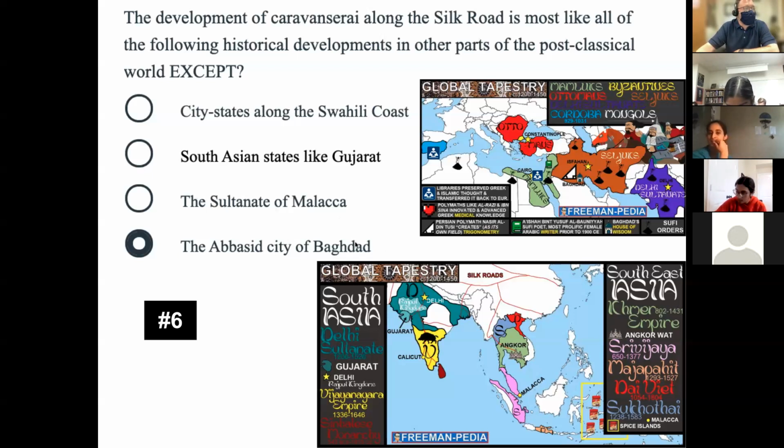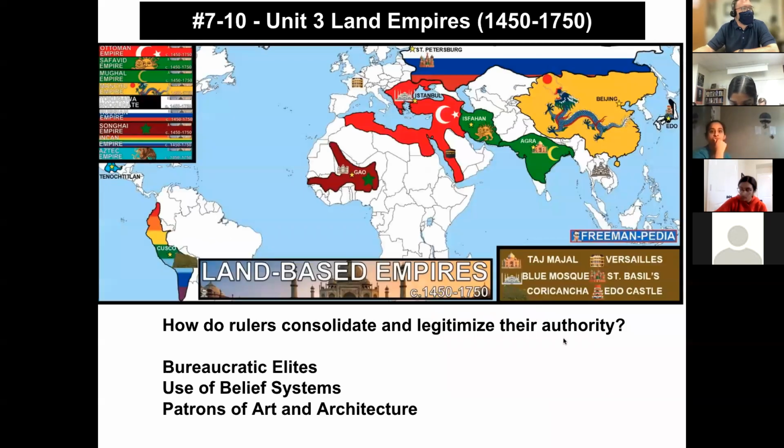Baghdad was the capital of an empire, not a trade city first. It becomes a trade city as a capital, but it's about the genesis of these. Trade means these exist. This exists because an empire builds it as its capital. Okay. So we're on to 3.